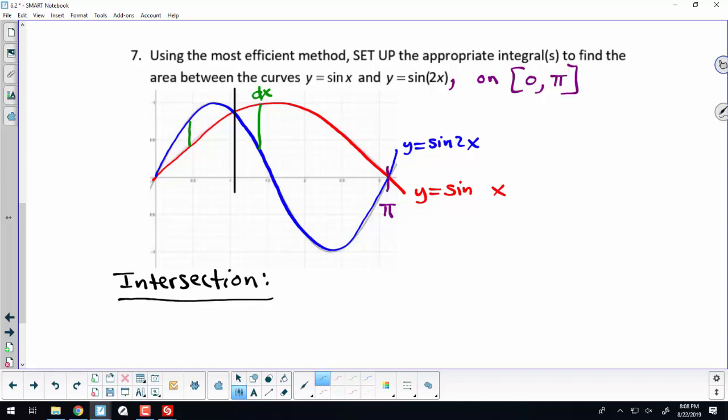So let's find those intersection points, when sine of x equals sine of 2x. Oops, I wrote that wrong. Different colors anyway. So when does the sine of x equal sine of 2x? There's just one identity here you have to remember: the identity for sine of 2x.